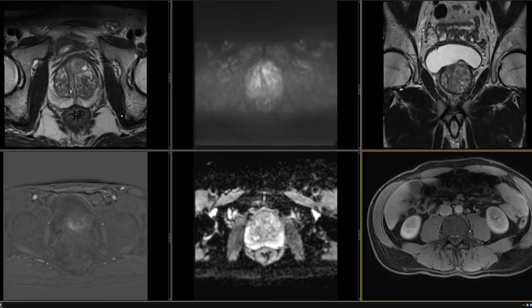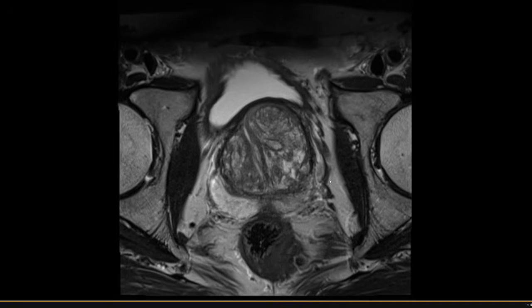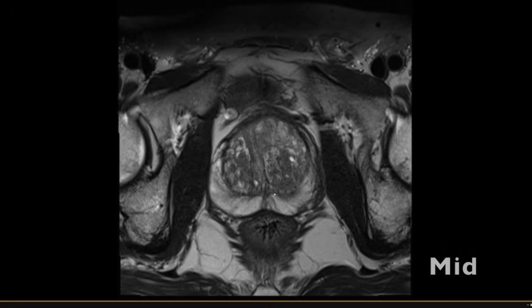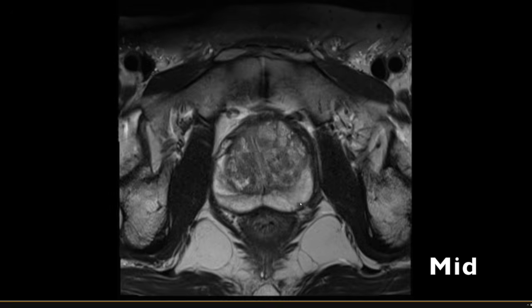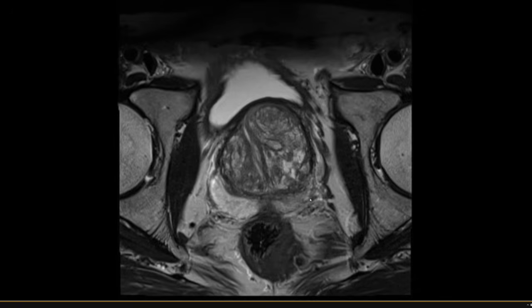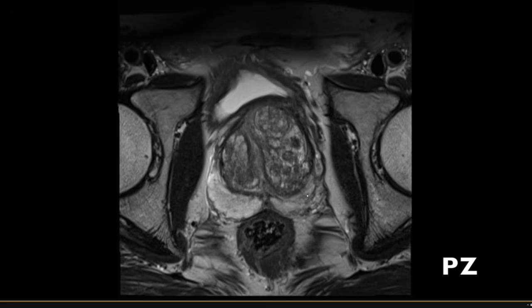So let's now talk a little bit more about the anatomy, and we'll start with the prostate itself. So first, we separate the gland into 3 levels. So we have from superior to inferior the base of the prostate, the midgland or mid prostate, and then the apex at the bottom or inferiorly. And you'll notice that again on these T2 weighted images you can see the zonal anatomy quite well. So we have our TZ or transition zone here with these BPH changes, and we have our peripheral zone or PZ out here.